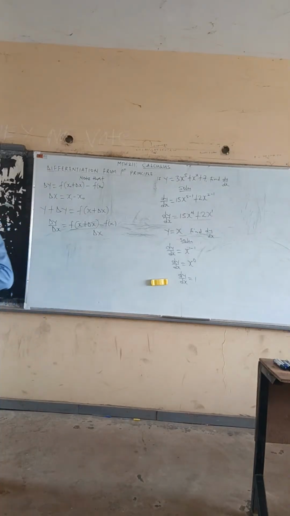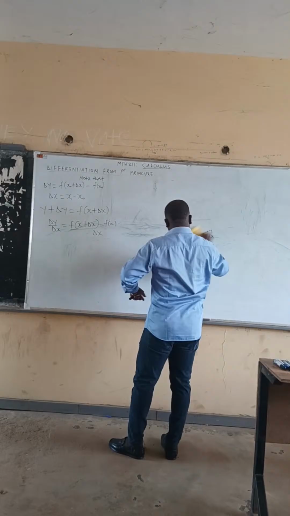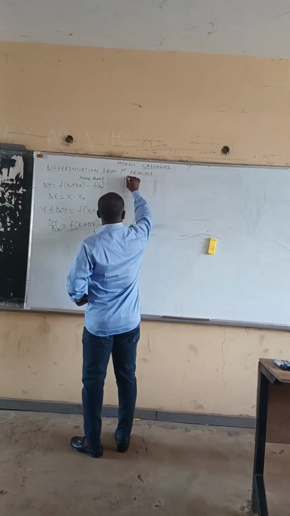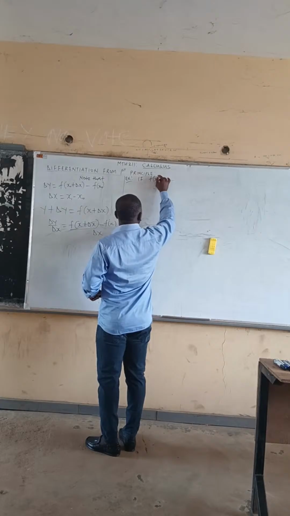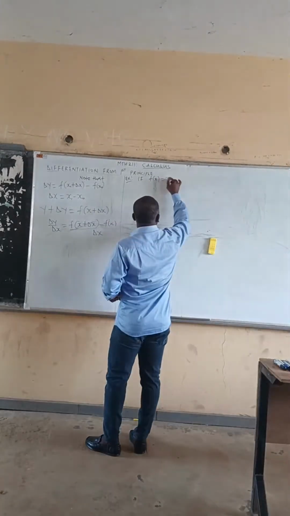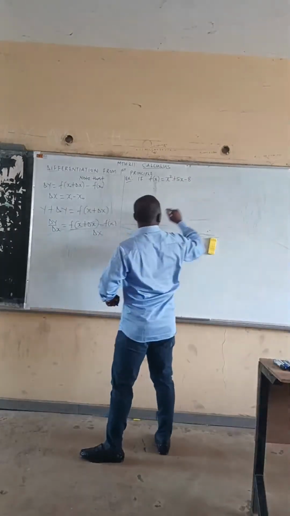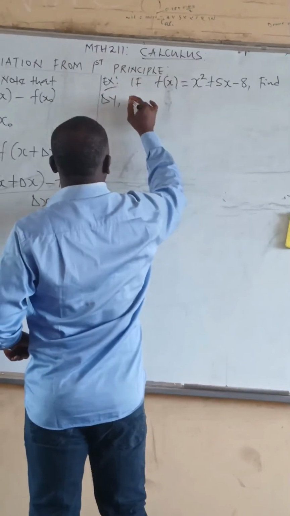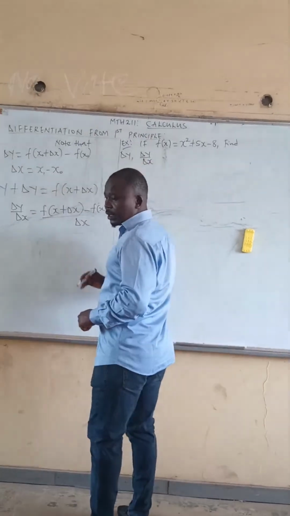Okay. Now let us consider some values. Example: if f of x is equal to x squared plus 5x minus 8, find dy all over dx, and what else again?